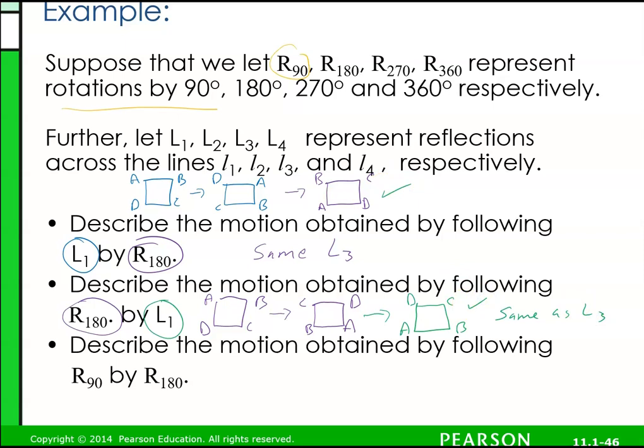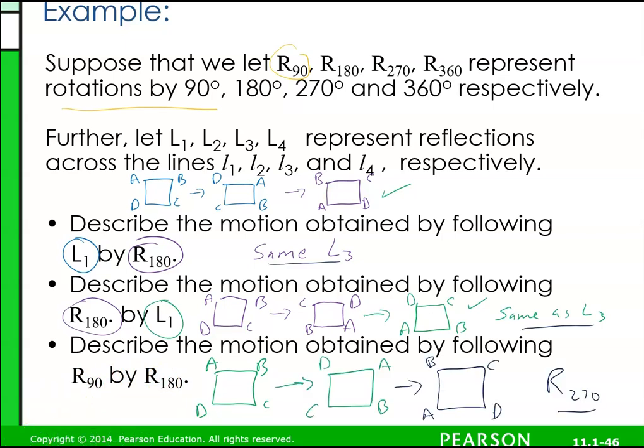Okay. I'd like you to pause the video. I want you to try to do this third one here. Starting with your original A, B, C, D, first apply the rotation of 90, then apply the rotation of 180, and push play when you're ready to check your answer. Hopefully you got that to be our R270. Again, 90-degree rotation first, and then the 180, which resulted in the R270 rotation.